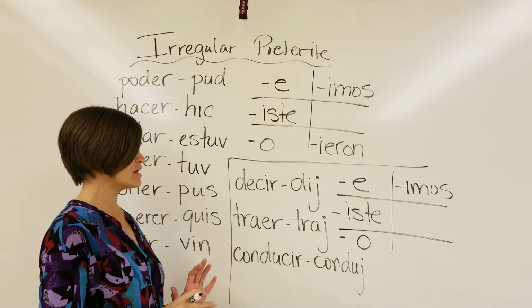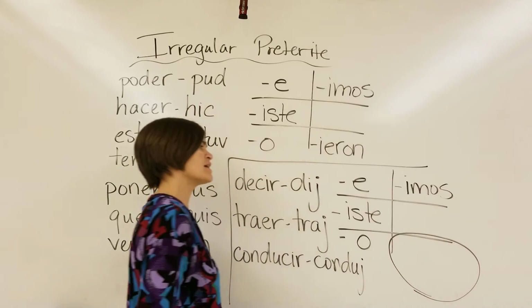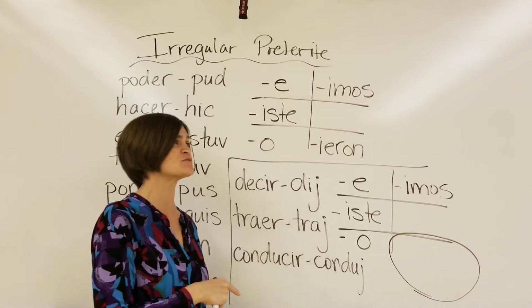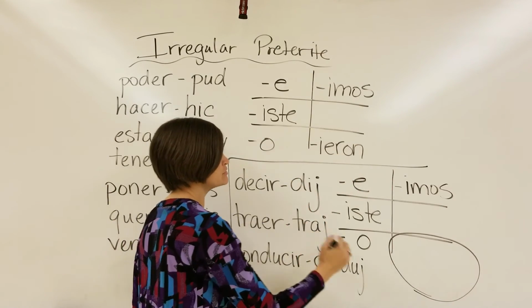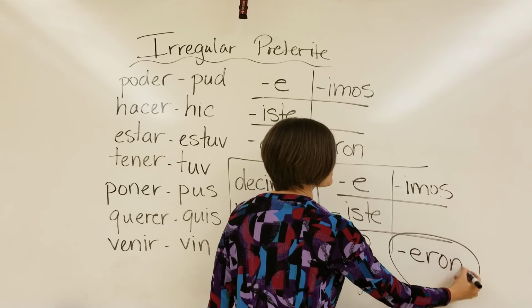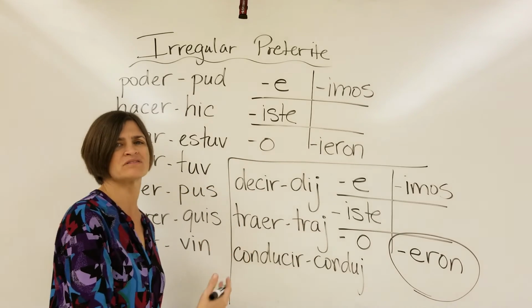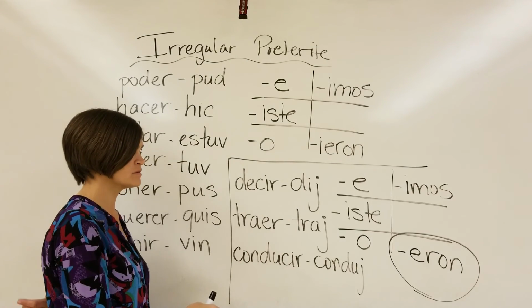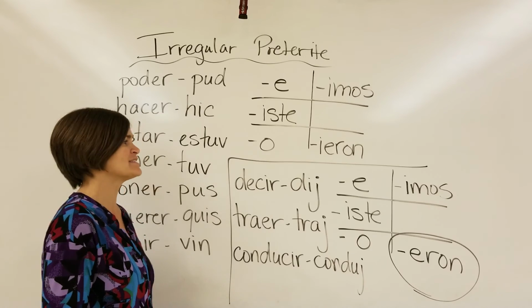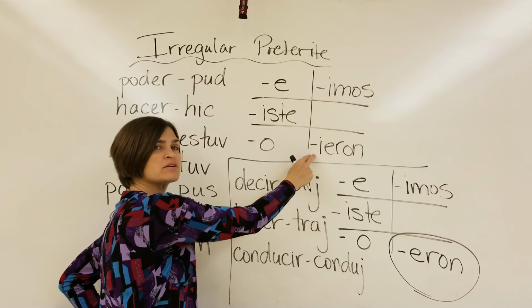Where we run into the irregularity is now in this ellos, ellas, ustedes form. When it has a J in the stemmy like these ones, instead of ieron, it will just be eron. Some books like to write it with the J, jeron. I don't feel the need to do that because the J is here. So if they said something, it would be ellos dijeron instead of dijieron.